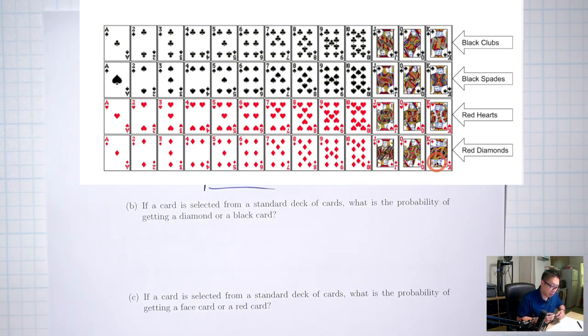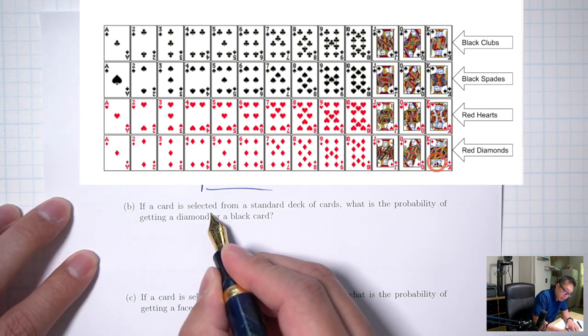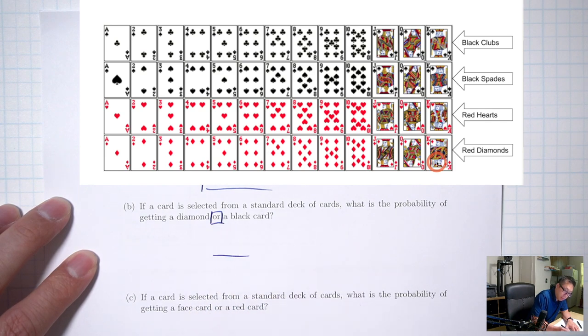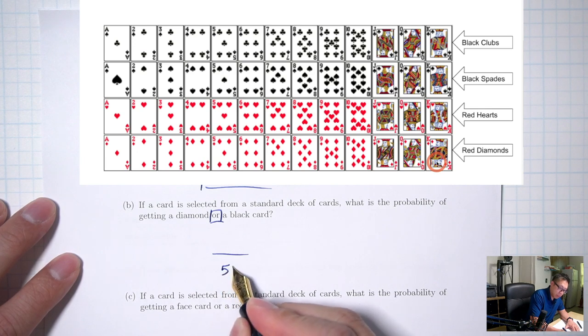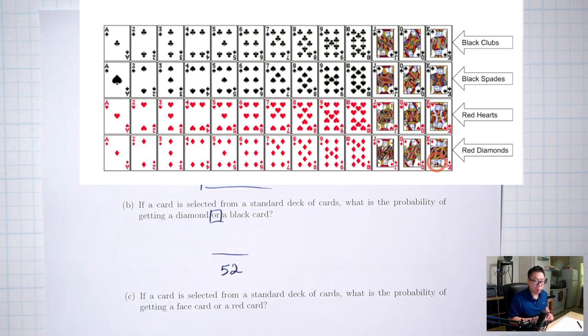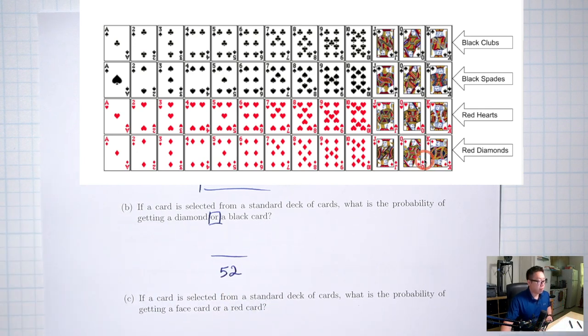Part B. If a card is selected from a standard deck of cards, what is the probability of getting a diamond or a black card? Keyword I see here is the word or. Bottom is going to be everything, so that's 52 again. Up top, I want diamond or black. So, or means I want to take all the diamonds and combine them with all the black cards and count those. So all the diamonds, which is the bottom row, together with all the black cards, which are the top two rows. Combine them together.